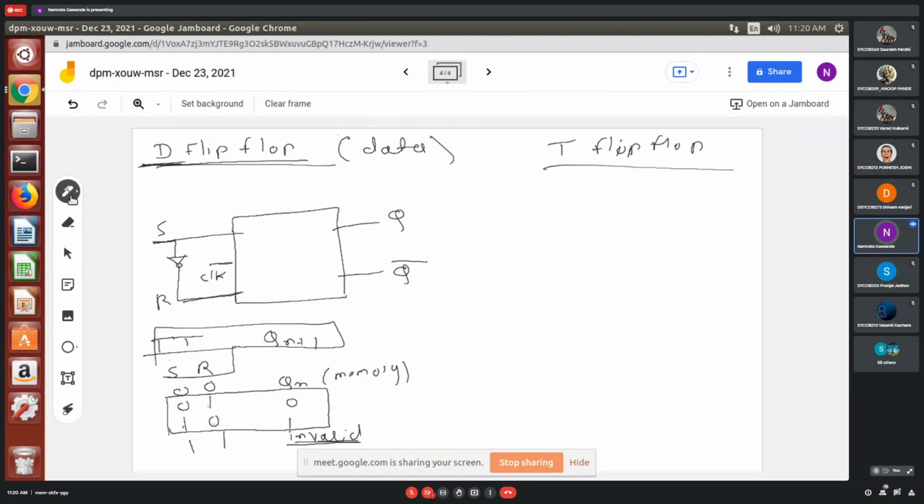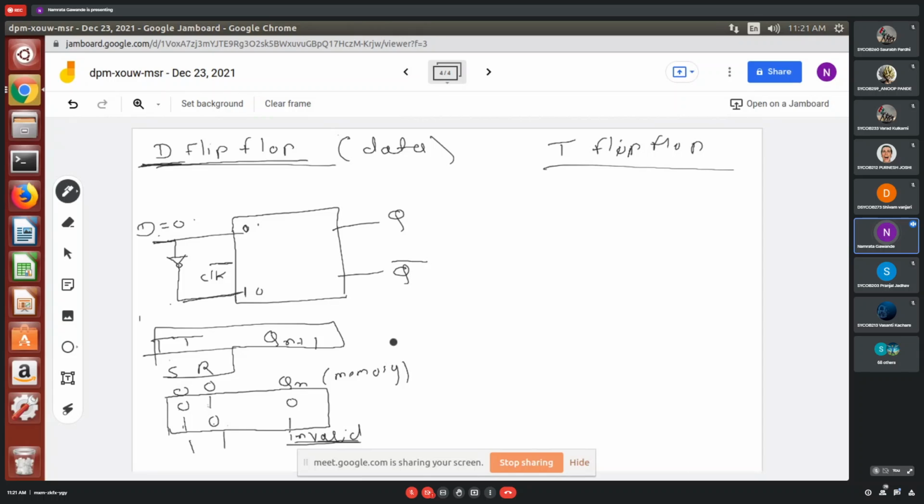Here I'm providing this as a data input. If my D input is 0, in that case this will be 0 and this will be 1, right? And if D is 1, in that case this will be 1 and this will be 0, right? So the D flip-flop works on these two particular conditions.